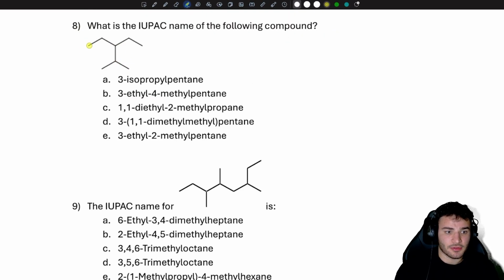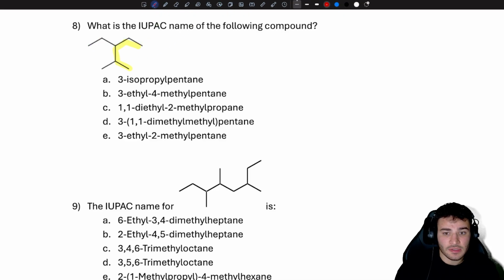This one seems like a simpler structure. Let's see if it really is simple. We can try to find our parent chain by going 1, 2, 3, 4, 5. Okay, 1, 2, 3, 4, 5. Aha, again, we fall into our same exception. We have two options, right? And no matter which way we choose, it'll be 5 carbons. So is either of them correct? Doesn't matter? It actually does matter.